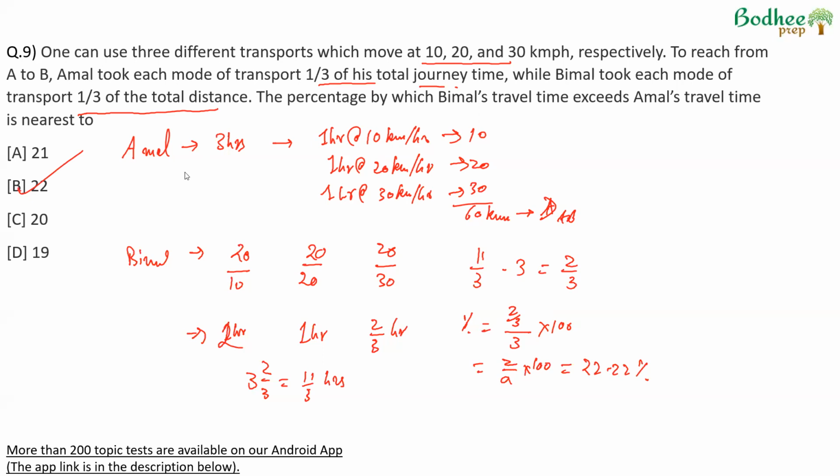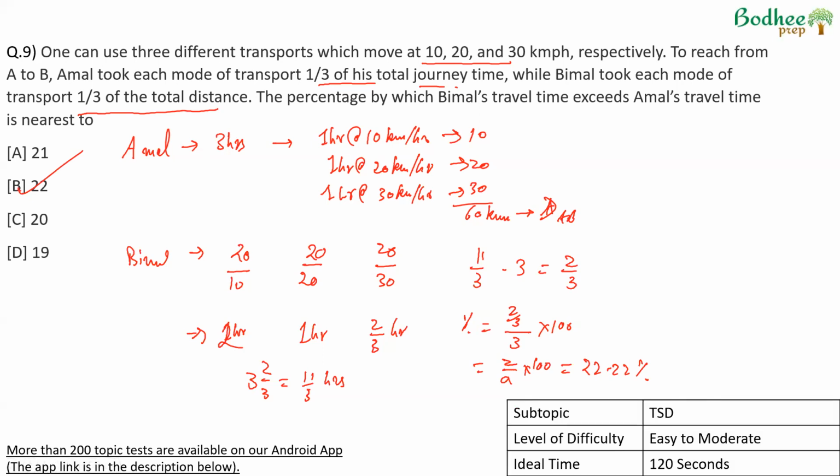I'd say even this question would be an easy to moderate question. You just have to assume either the distance or the time. The only thing to be remembered is distance between A and B is same, so that will be same for Amal and Bimal. And from there, just work with the numbers and solve rather than taking a variable. 2 minutes should be good enough time to solve this question.